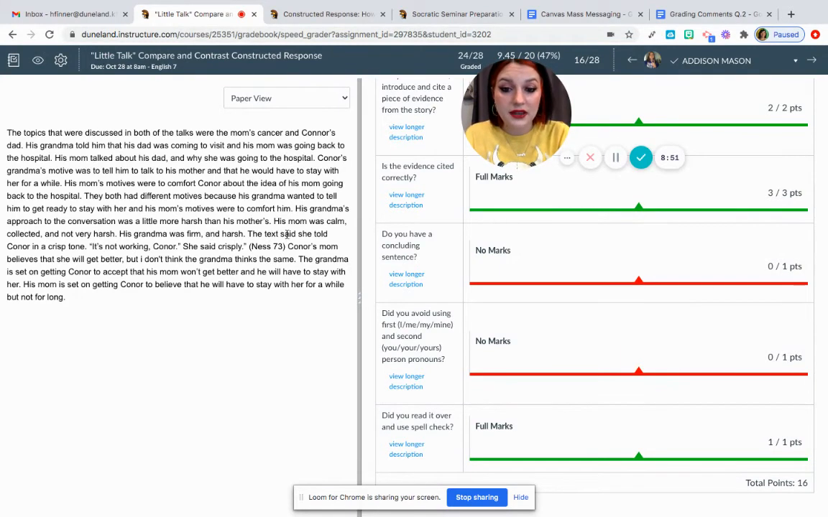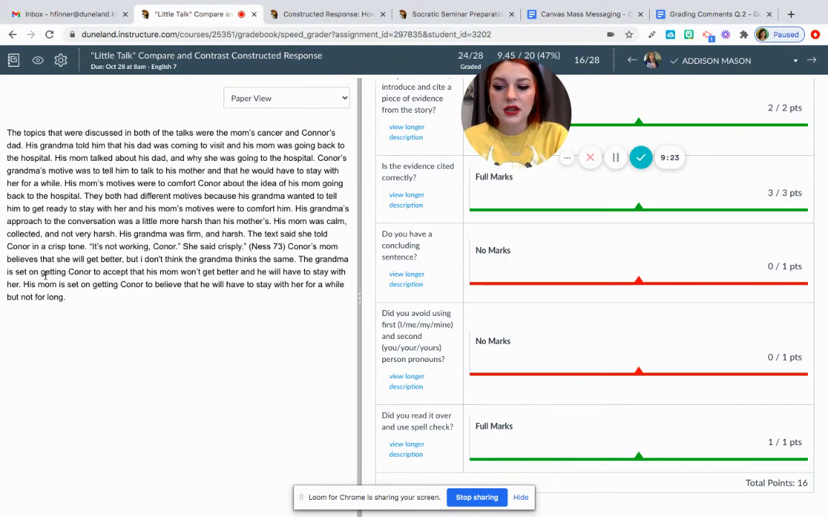So again, you have the text said, the text states, Connor's mom believes that she will get better, but I don't think the grandma thinks the same. So again, she has the I here, so you don't want to have that. You should say, but grandma doesn't think the same way from the evidence, right? Or his grandma, Connor's grandma doesn't think the same way. Just use characters, take out that I. Also capitalize the I. So again, this student, I think if she just would have gone back and proofread, this is something she would have caught.